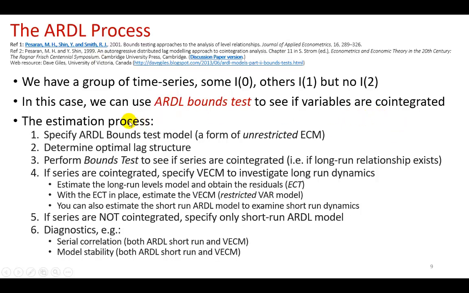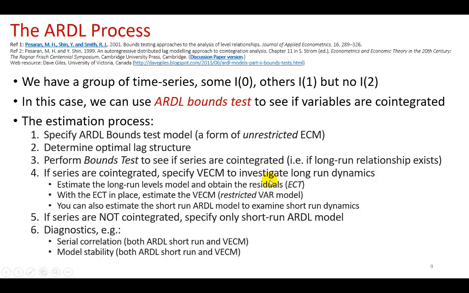And so here's a quick summary of the estimation process. In the first hand, we're going to specify the ARDL Bounds Test model. And secondly, with that model, we're going to determine the optimal lag structure to use. And thirdly, most importantly, we're going to perform the bounds test to see if in fact the series are co-integrated, meaning if the series have a long-run relationship. Now, if we find that they are co-integrated, then we can go ahead and specify the error correction model to investigate the long-run dynamics.